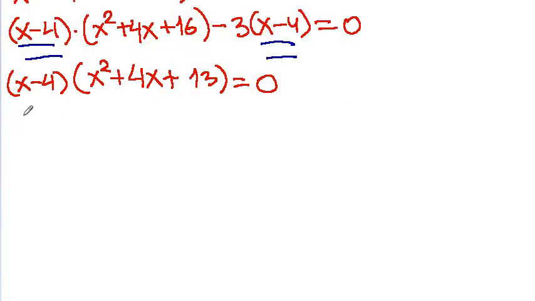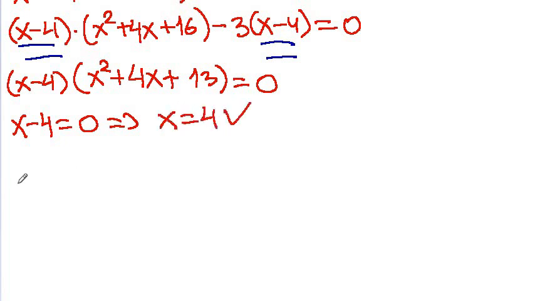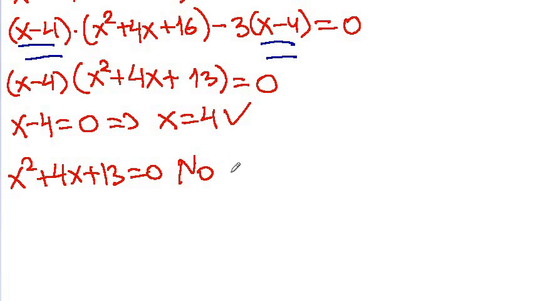And here we will get x minus 4 is equal to 0. This is the first equation, and where we will get x is equal to 4. And the second one, x squared plus 4x plus 13 is equal to 0, and we see that this equation has no real roots.